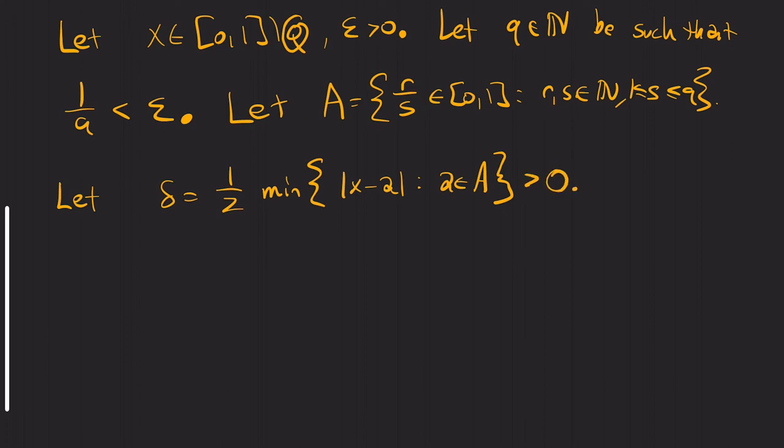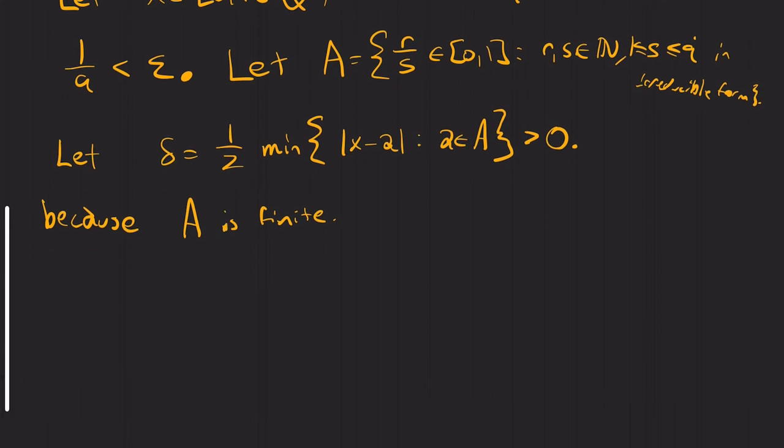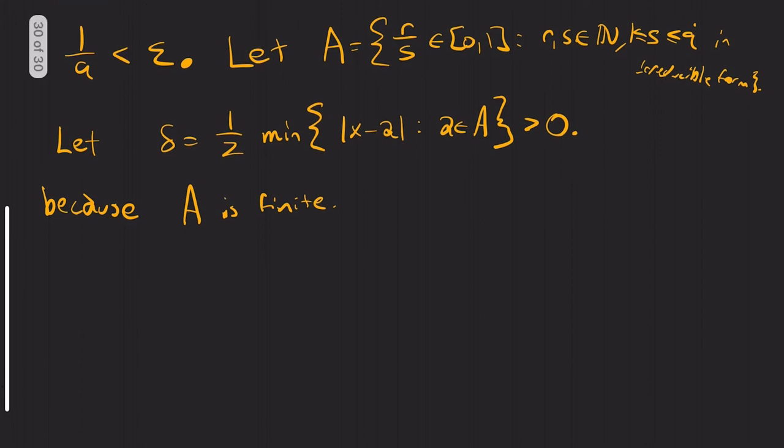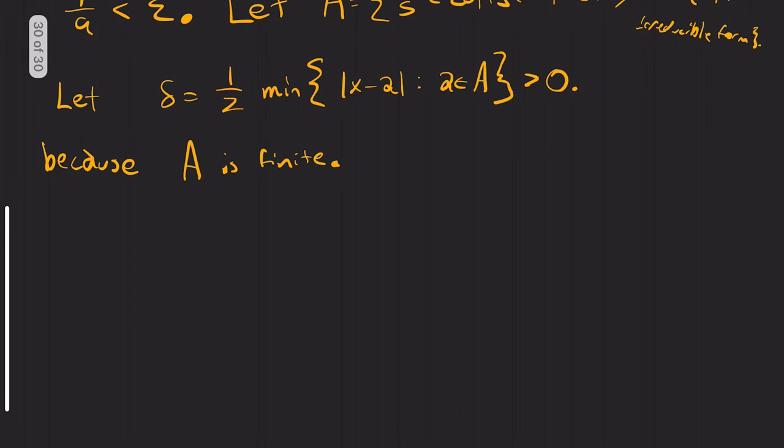Okay, so why can I write minimum rather than infimum? That is because A is finite, right? I've given you a specific q, and yeah, so sorry, this is in irreducible form. So A is finite, so I can take its minimum. This is a very crude approximation. You can do it more detailed than this, but it's finite, so I can take a minimum. So we have that delta is half that distance.